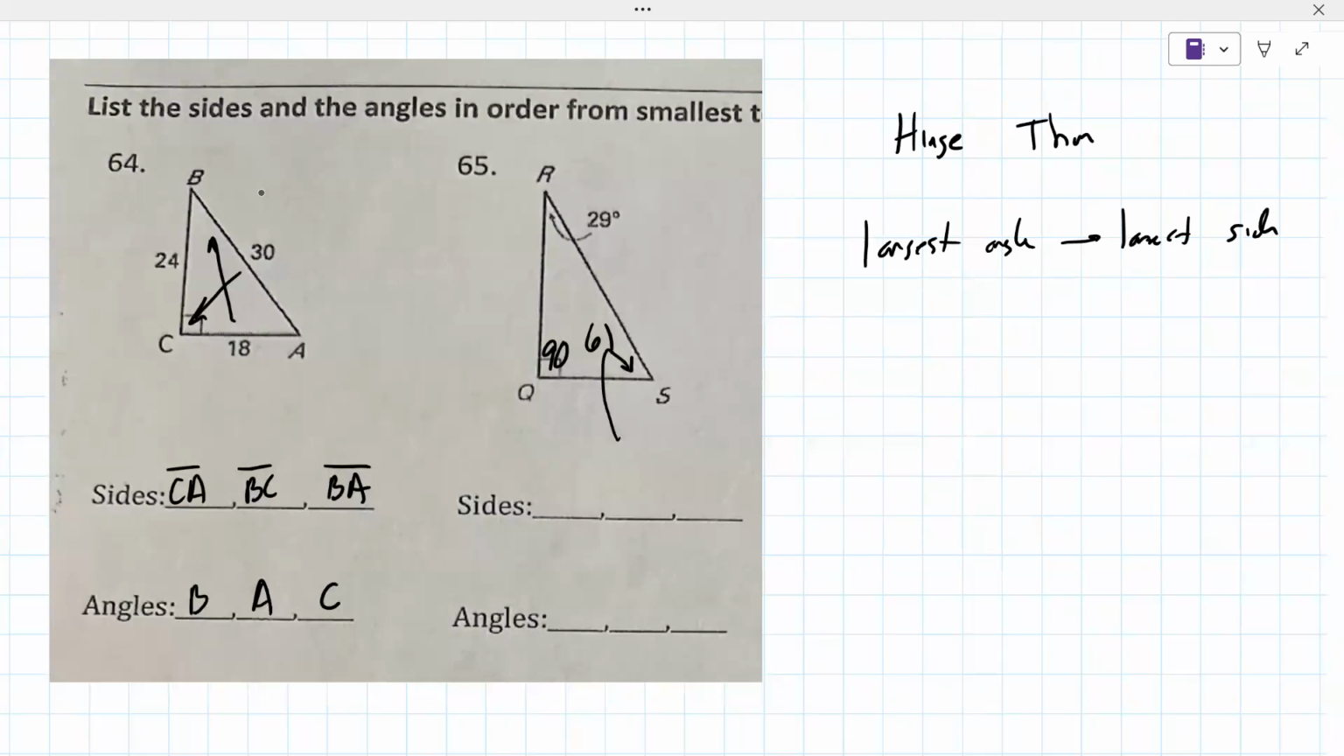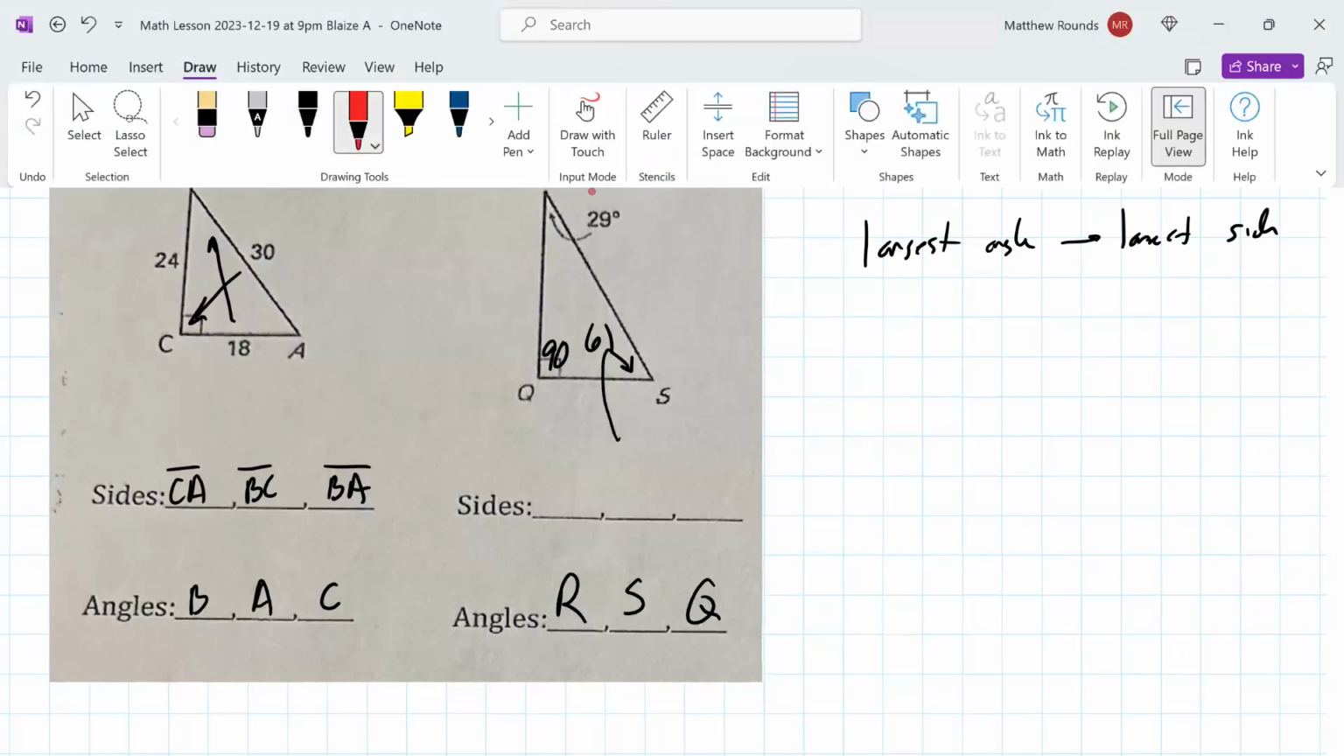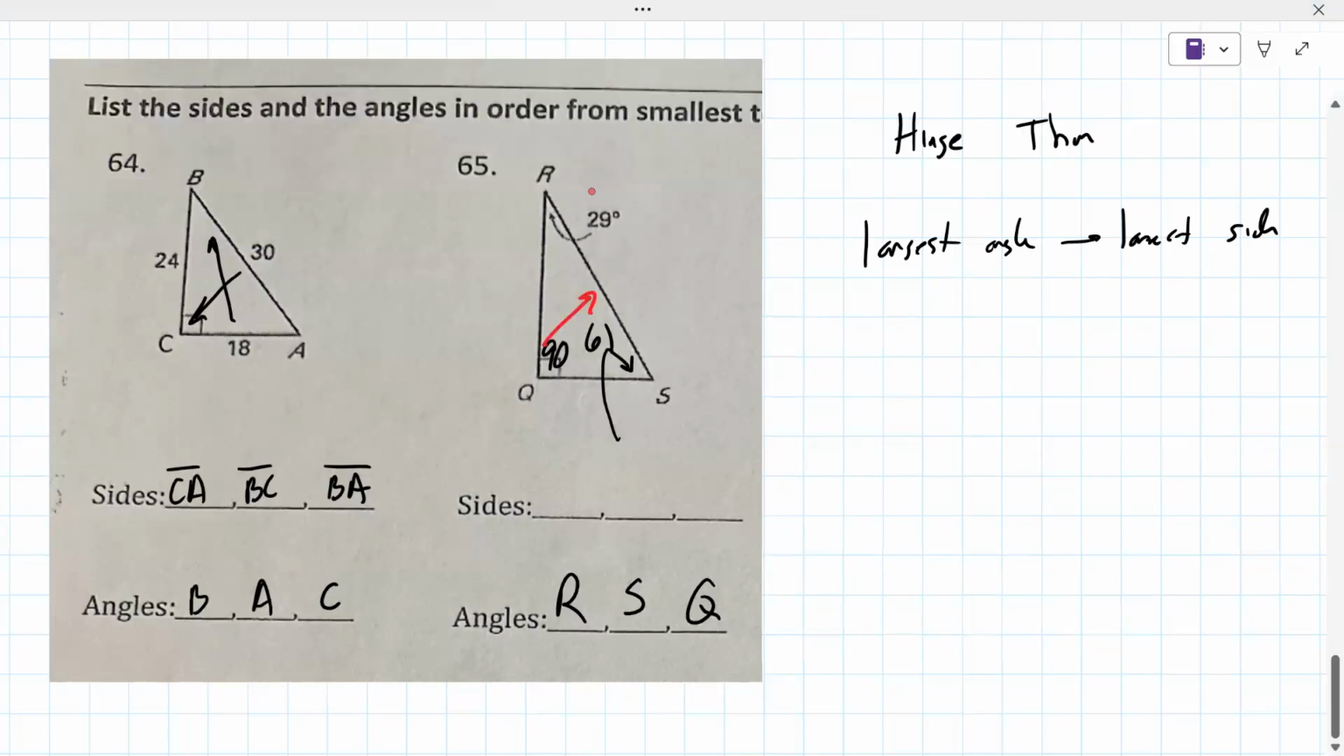Okay. So now the angles are these ones, right? The biggest one is Q, then S, then R. And then the sides are across from there. So what sides are across from the angles? RS? Oh, from RS, Q.